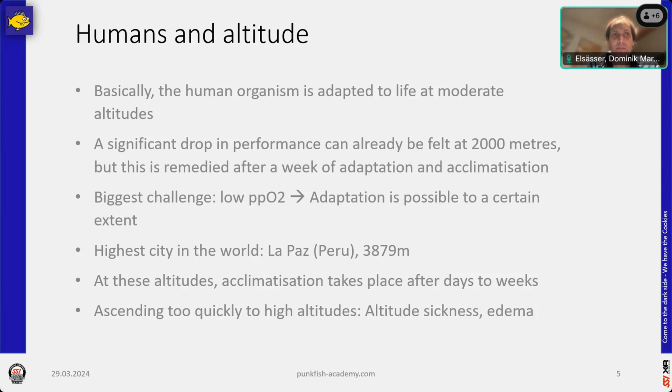Now, what happens if you don't give your body sufficient time? Unfortunately, it's not only that you feel a drop in performance. There can also be medical consequences, called altitude sickness. That's a whole range of symptoms. The headache I mentioned is something that happens, as is being short of breath. And unfortunately, the decreased ambient pressure and oxygen partial pressure in interplay can also lead to edemas.